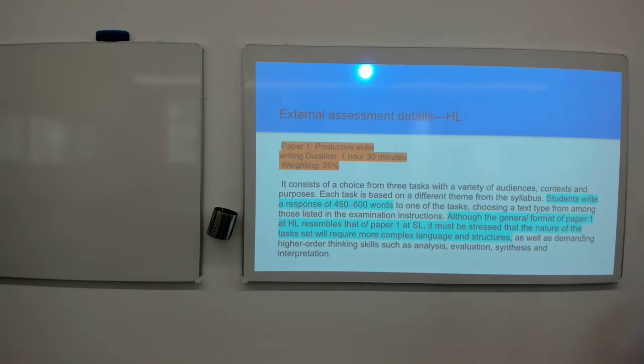In paper 1, students write a response of 450-600 words to one of the tasks, choosing a text type from among those listed in the examination instructions. Which means you have 3 tasks and types of text, and you have to choose which task you are going to write on and which type of text. Although the general format of paper 1 at HL resembles that of paper 1 at SL, it must be stressed that the nature of the tasks set will require more complex language and structures.